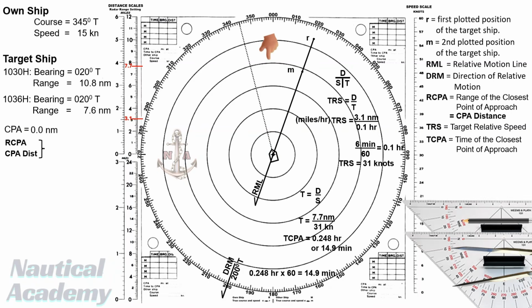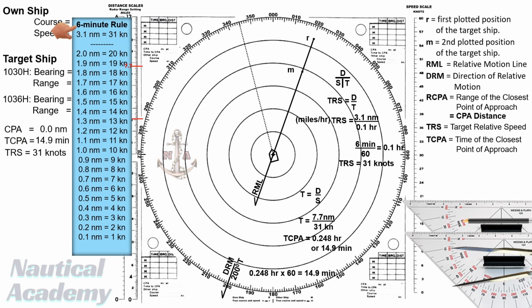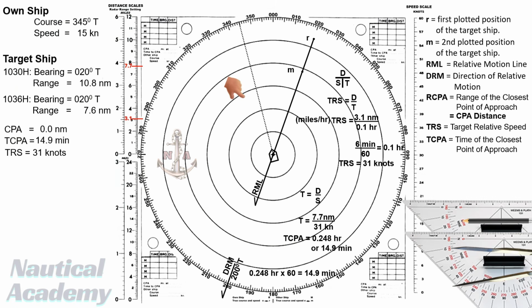This video is part 2 of the radar plotting tutorial, where the target's bearing does not change and the CPA is 0. Part 1 covers the relative motion line, direction of relative motion, CPA, and TCPA, which in this scenario is the time of collision, and the target relative speed, providing an explanation of the 6-minute rule.